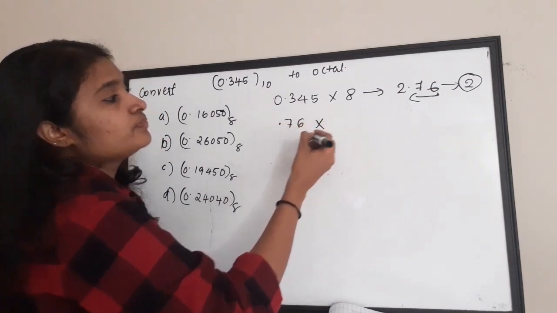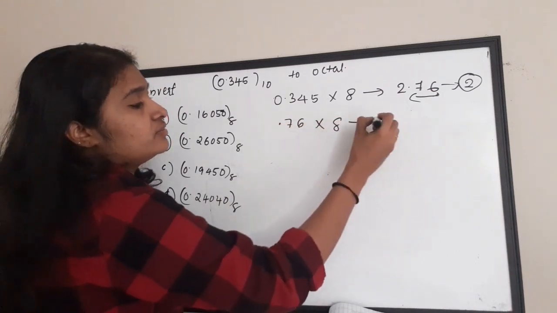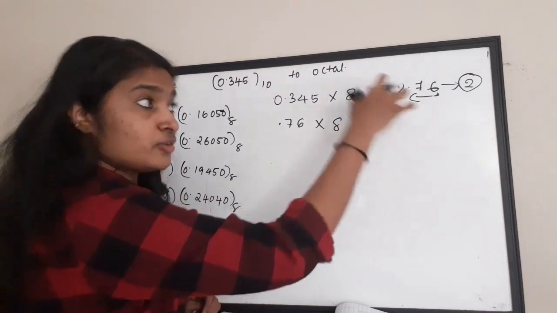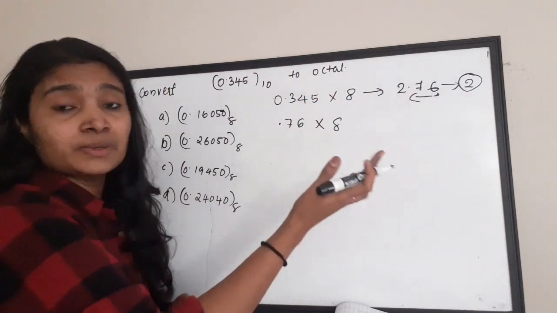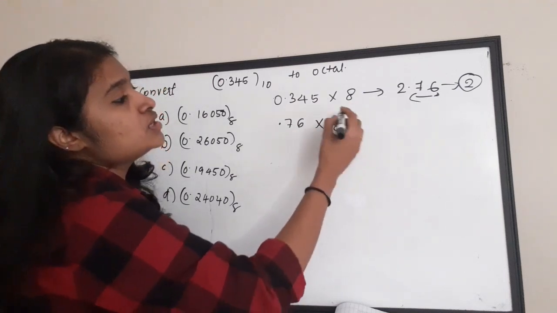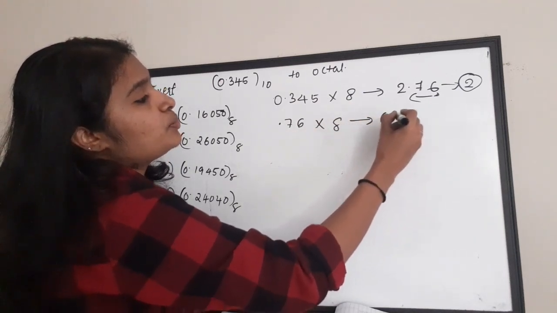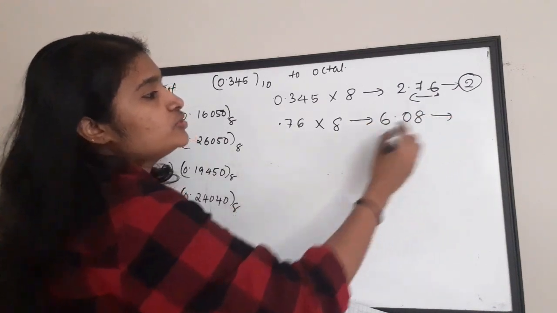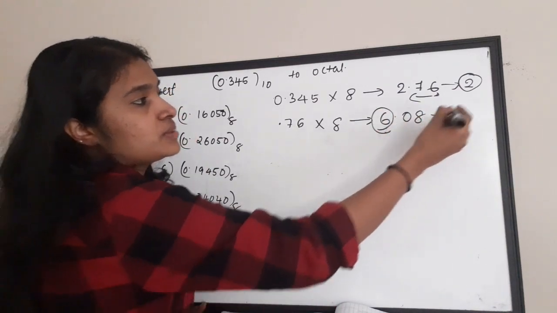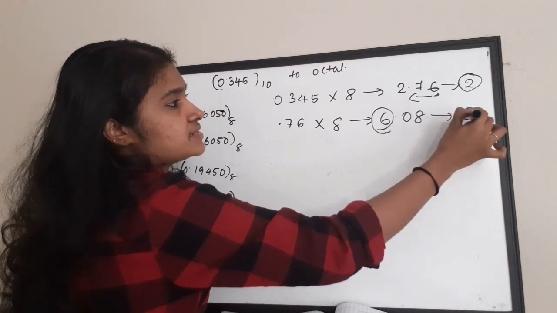0.76 into 8 again. So what will be the value? Value after the point, that is 0.76. I am going to multiply it with 8 again. So I will get 6.08 here. Okay. So again I am going to take the integer position from this result. So I will get a 6.